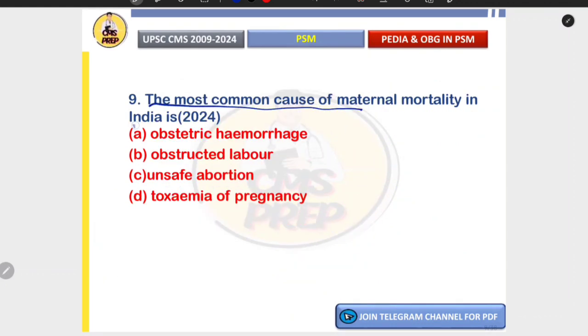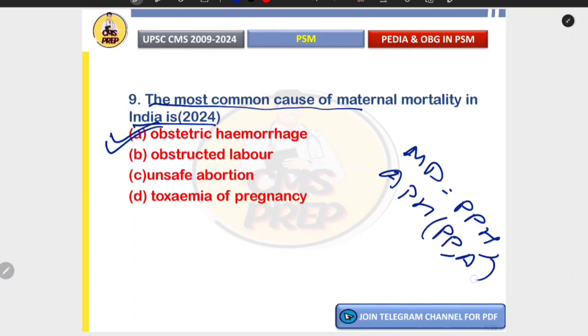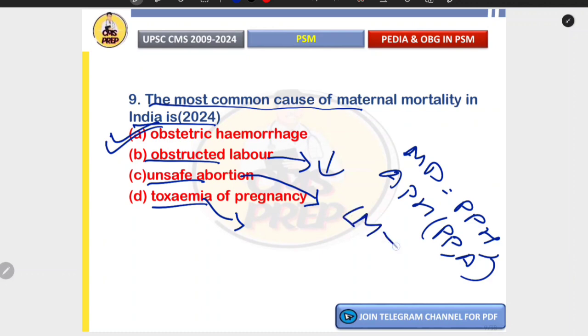Most common cause of maternal mortality in India is, so the correct option is obstetric hemorrhage. The leading causes of maternal death in India include PPH, that is postpartum hemorrhage, and APH, that includes placenta previa or abruption. Why are other options less common? Obstructed labor has nowadays reduced due to institutional delivery. Unsafe abortion contributes but less than hemorrhage, and toxemia of pregnancy is still relevant but ranks below hemorrhage. In low and middle income countries like India, hemorrhage remains the top killer due to anemia, delayed transport and poor access to obstetric care. The correct option is A.